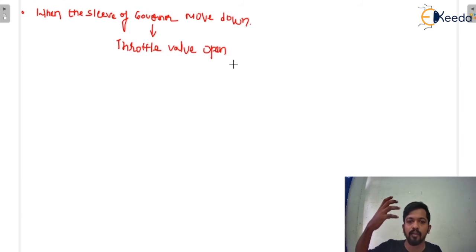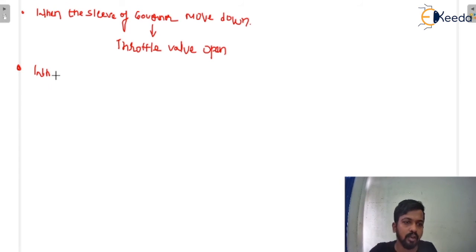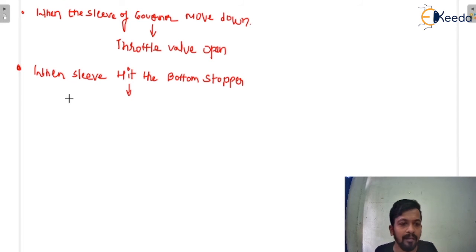When the sleeve of the governor moves down, the throttle valve starts opening, and when the sleeve hits the bottom stopper, because the limit of the sleeve of the governor in moving downward is the stopper, what will happen? Here, when the sleeve hits the bottom stopper, the throttle valve is fully open.